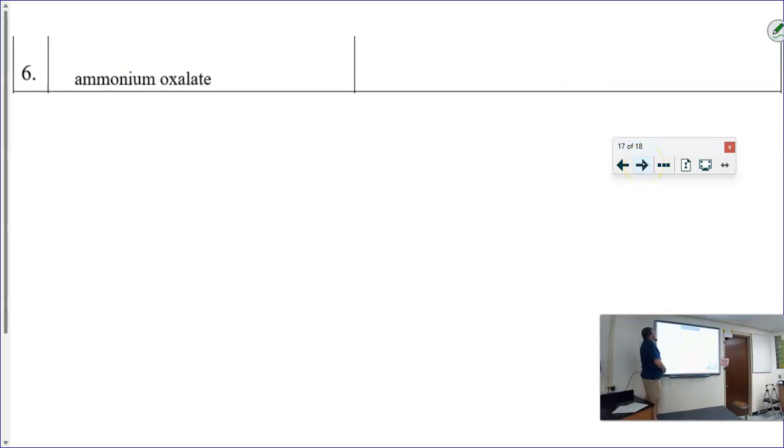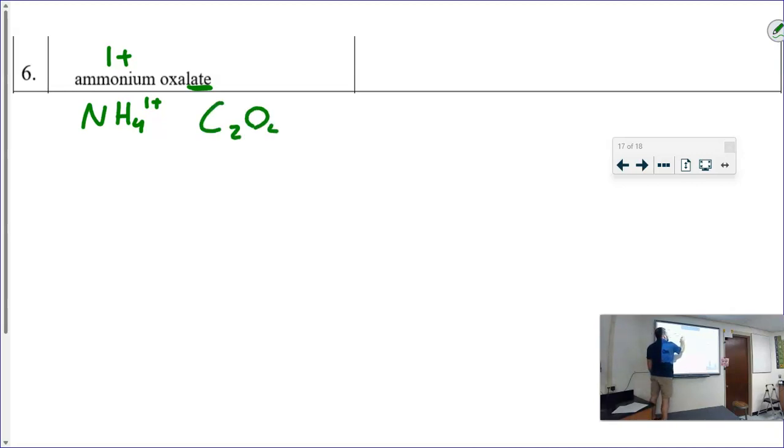Ammonium oxalate. Ammonium is our only positive polyatomic ion. It's the very first one on your list. It's NH4, 1+. Oxalate, ate, that's nice. Now we know where it is. That's on the back. I go and look up oxalate, and you should find C2O4 with a 2- charge.